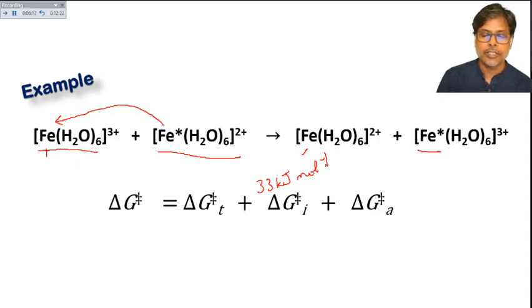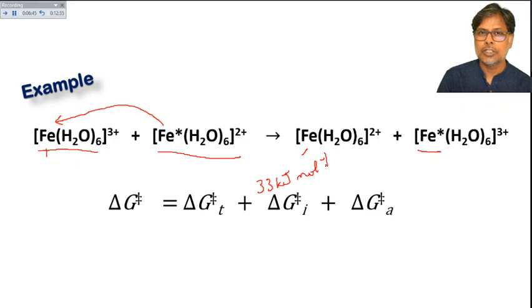And then delta G double dagger I is related to the energy required for stretching and shortening of the bonds in these complexes, so that the orbitals come to the same energy level and electron transfer can happen. Okay. Now delta G double dagger A.